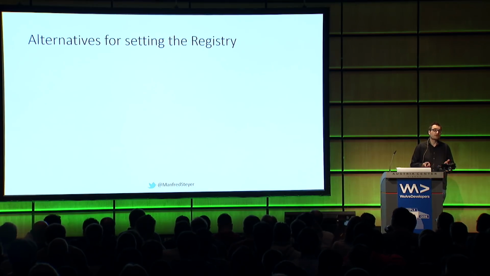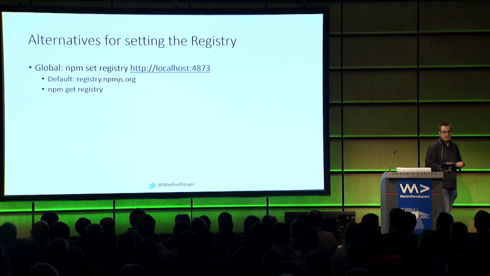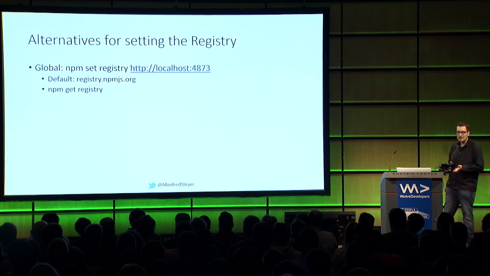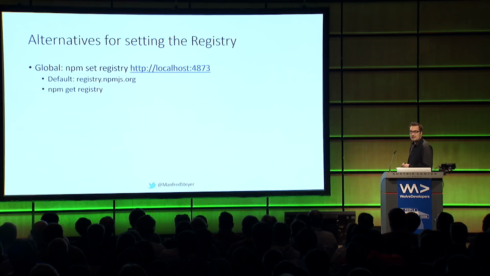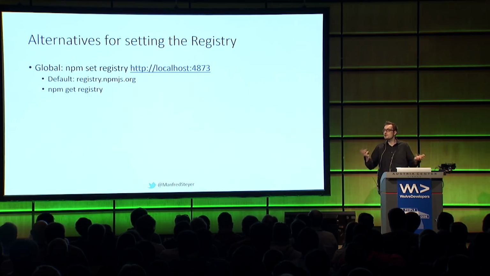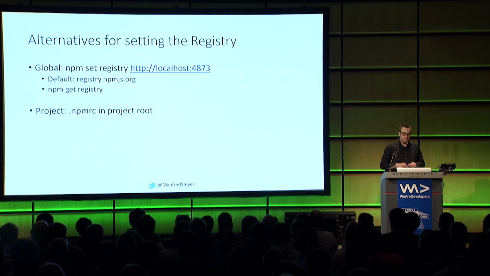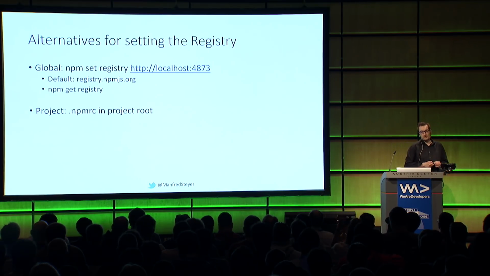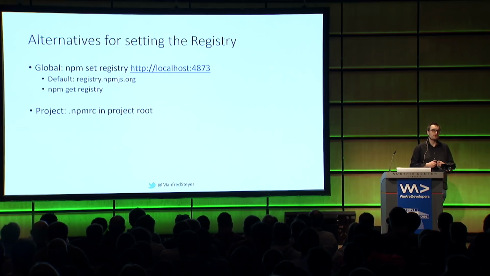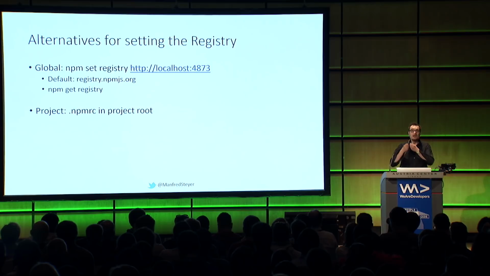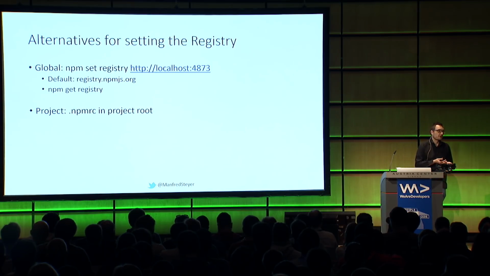There are some alternatives when it comes to setting the registry. For instance, you can use this command here, npm set registry, to set your default registry machine-wide. And there is also a lesser-known feature. You can create a .npmrc file in your project's root, and this file can also point to your default registry that is used for your very own project.